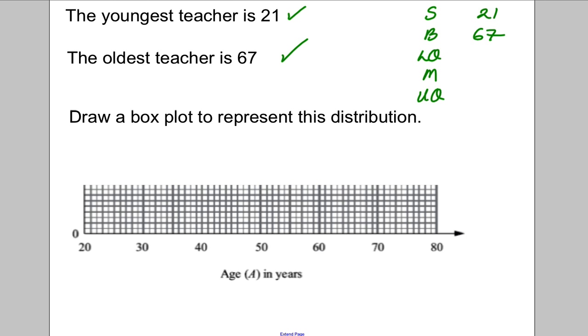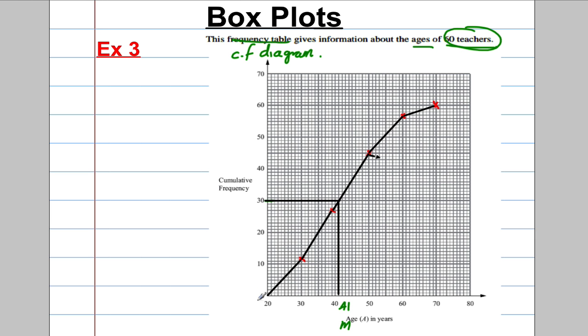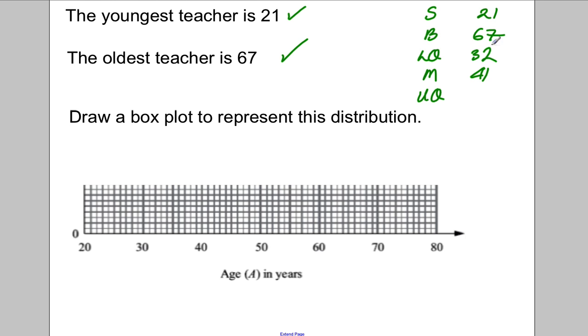Now, how do you get the lower quartile? So the median is 41. How do you get the lower quartile? Well, it's the middle of here. So it's the middle between 0 and 30. You'll see this on video 25, which is 15. So 1, 2, 3, 4, 5. You draw a line from 15, a line down, and you look like you get 32. And that's your lower quartile. So you can go here and say your lower quartile is 32.